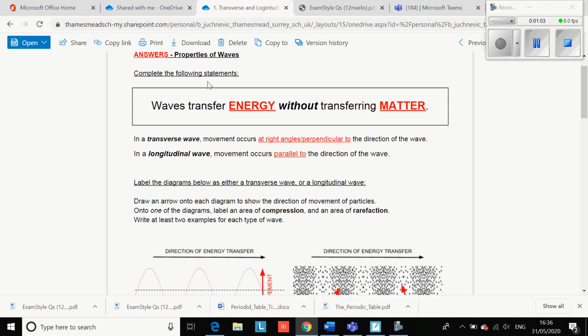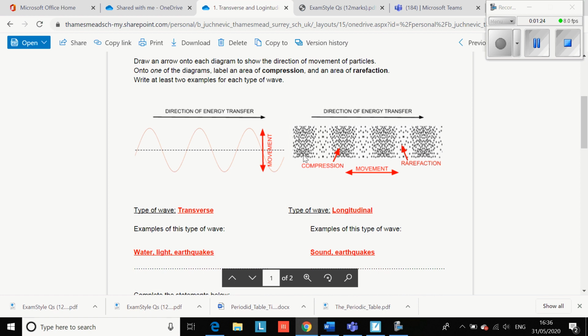So the first one, waves transfer energy without transferring matter. In a transverse wave, movement occurs at right angles, or you could have said perpendicular, to the direction of wave movement. In a longitudinal wave, the movement occurs parallel to the direction of wave movement. Next thing you had to do was draw on the diagrams. So for a transverse wave, the movement was up and down, so you should have had an arrow indicating up and down. It doesn't need to be there, it could be anywhere as long as you've done it. And then for a longitudinal wave, the movement going backwards and forwards.